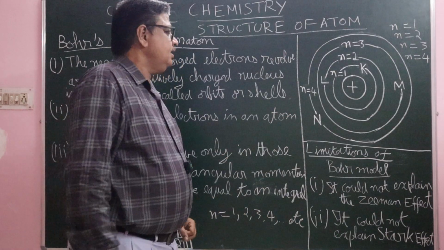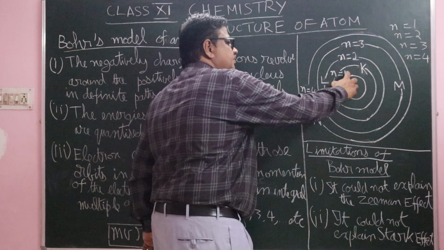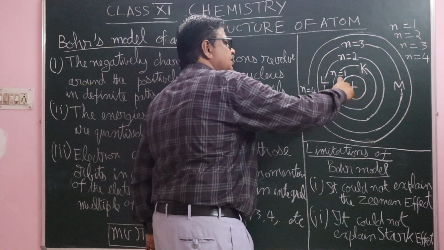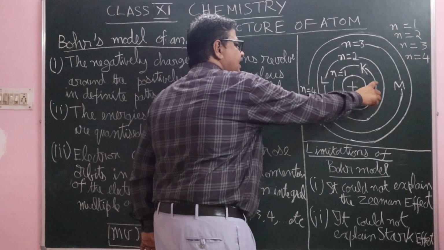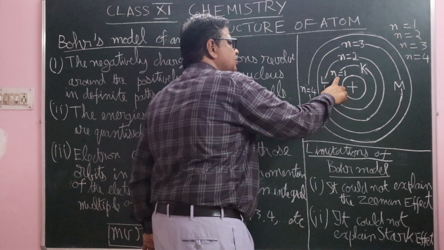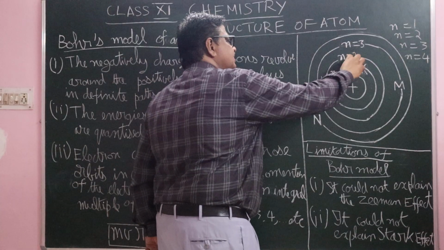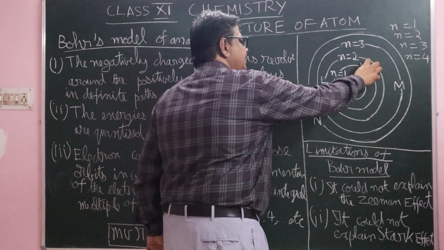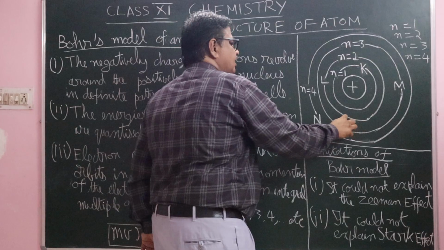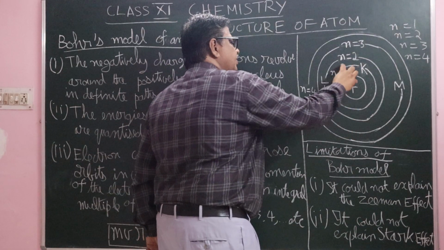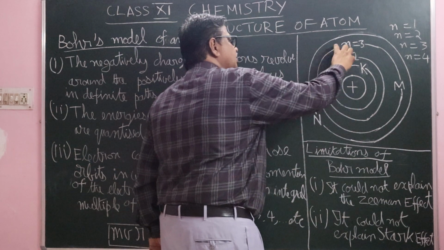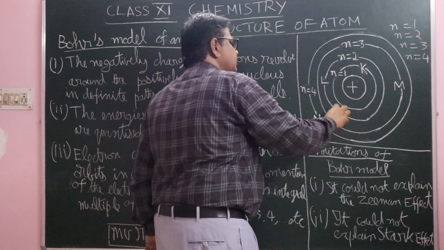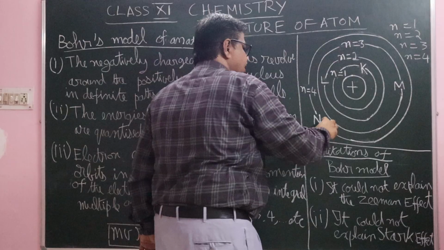Here you will see the positively charged nucleus of the atom, around which the first shell is the K shell, the innermost shell, where n is equal to 1. The next shell is the L shell. The electrons revolve in the K shell, the electrons can revolve in the L shell, in the M shell, in the N shell, and so on.